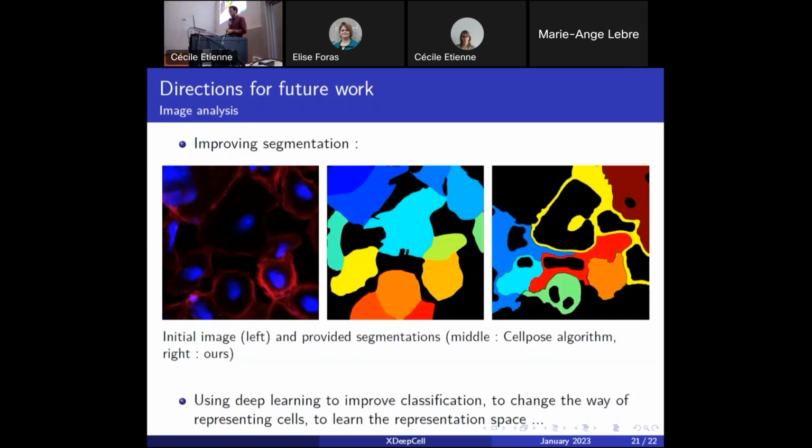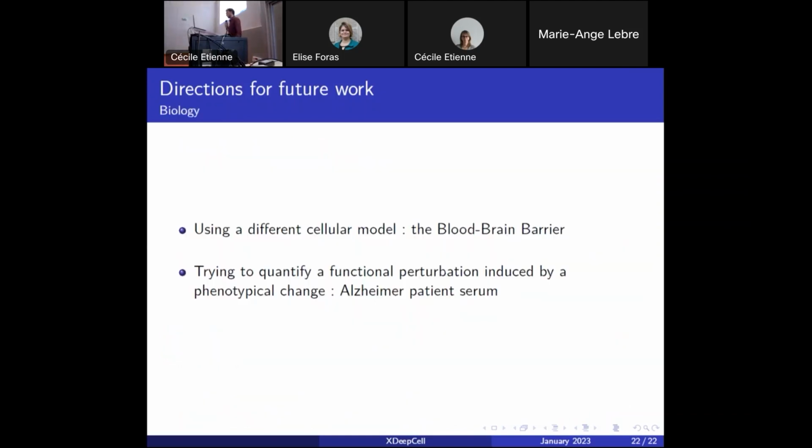And on the biology side, we also have ideas for the future. First, one of our objectives is to use a different cellular model. Before we were using podocytes, but now we want to study the blood-brain barrier, which is far more complex because it is not just one kind of cell. There are different cells that interact with each other, that are layered on top of each other.